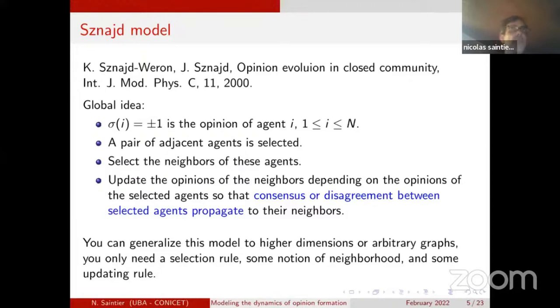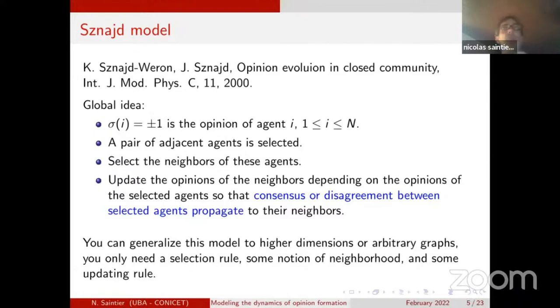Okay, so the idea here is that everybody has an opinion, which before was red and blue, now it will be plus one, minus one, the same. You select a pair of agents, a pair of individuals, and you make them interact in some way. And the idea of the dynamic proposed in 2000 is to propagate either consensus or disagreement. So let's see how it works in a one-dimensional configuration. But you can do that in any dimension you like. You can do that on any graph you like.